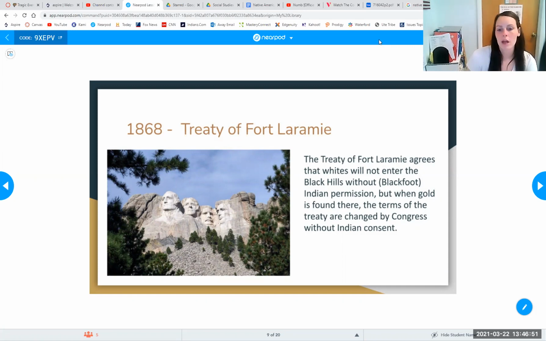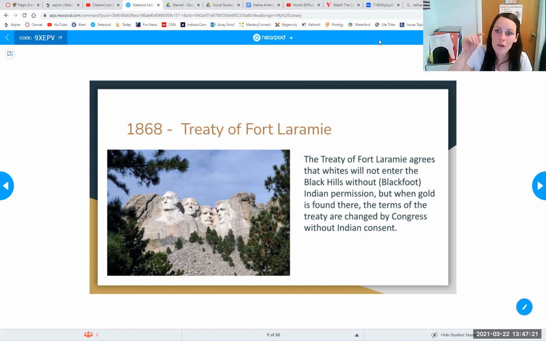So this Treaty of Fort Laramie basically says that whites will not enter the Black Hills. This is Lakota territory, Sioux, without Indian permission. Other tribes as well, like Blackfoot. But when gold is found there, they change the terms of the treaty, and they don't tell any of the tribes about it. They don't let them agree. They just say, oh, we're gonna change this part of the treaty so that we can go get the gold.